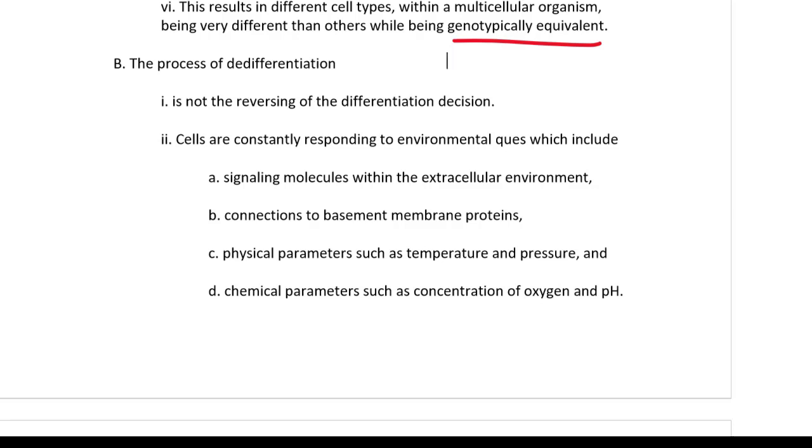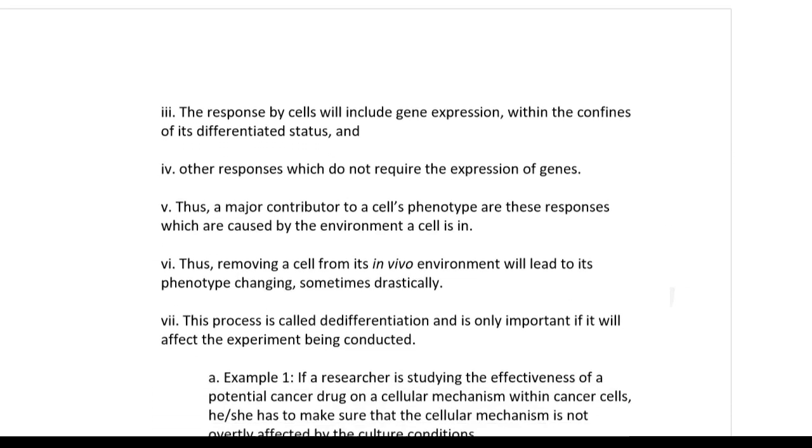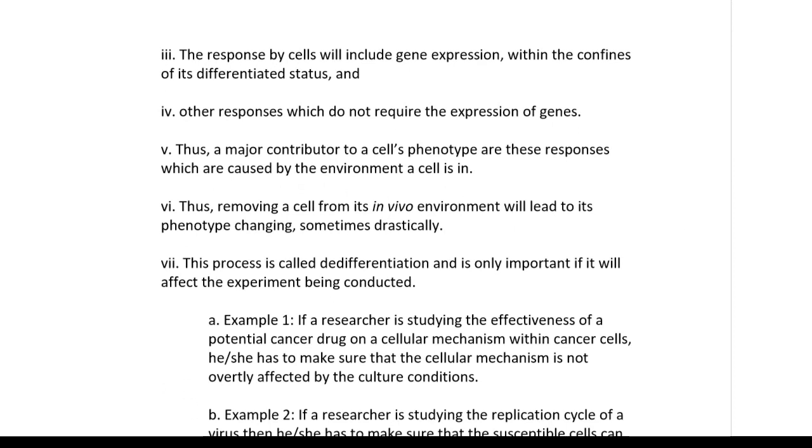Cells are constantly responding to environmental cues, which include signaling molecules within the extracellular environment, connections to basement membrane proteins, physical parameters such as temperature and pressure, and chemical parameters such as concentration of oxygen and pH. The response by cells will include gene expression within the confines of its differentiated status. And all this means is that the cell is not going to express genes that have been silenced. There are also other responses which do not require the expression of genes.